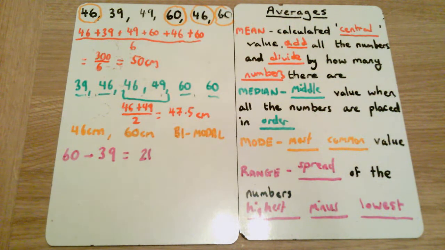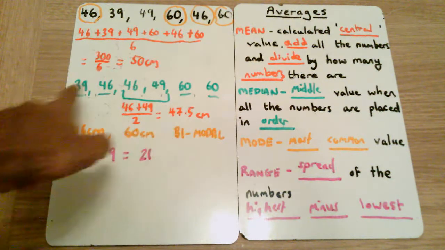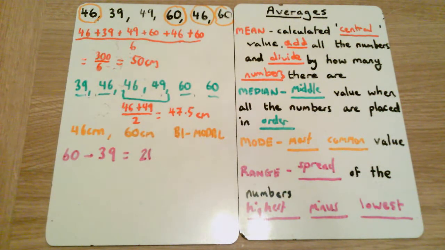And the range, well, the range in this case hasn't changed because the highest number is still 60 and the lowest number is still 39. So there we have it. That's a very clear introduction to mean, median, mode, and range. And I'm just going to apply this to a real life scenario now.